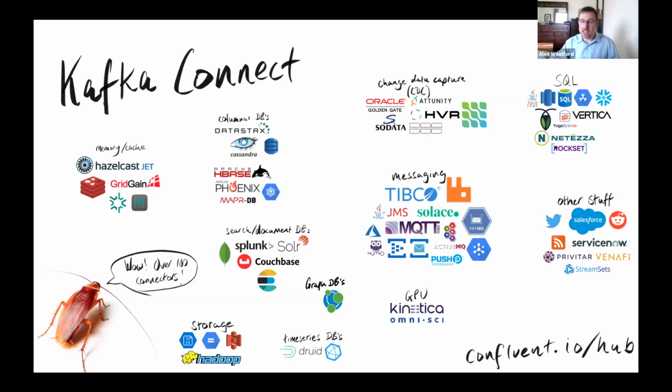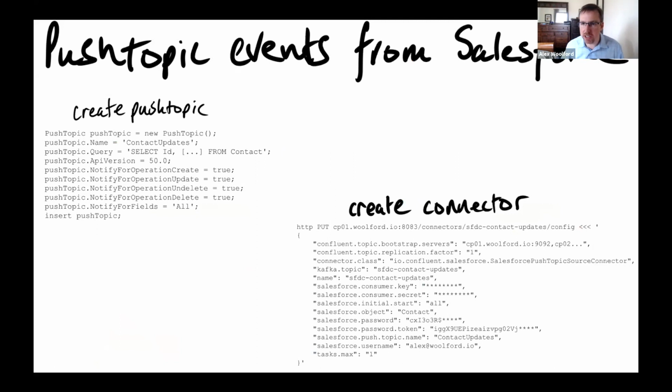There are sources and there are sinks. A source gets data into Kafka and a sink gets data out of Kafka. And so what I want to do is show you a practical example of how you can create events from Salesforce and get them into Kafka. And then once we've got them into Kafka, I'll show you some cool integration patterns and something that I built just last night. And I'm really relieved it's working.